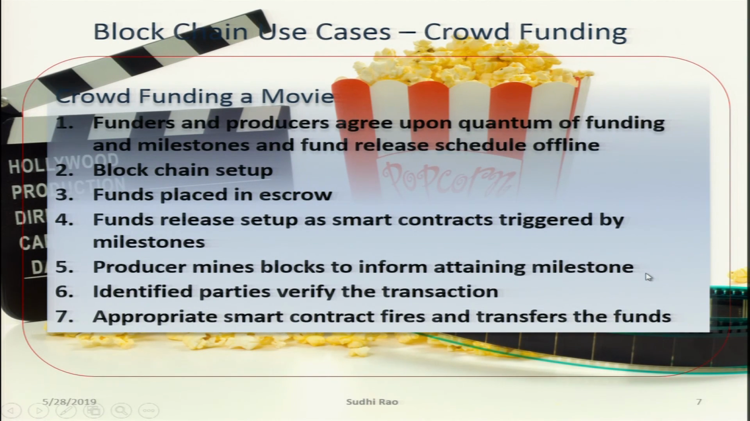The producer is the one who mines the blocks to inform about attaining the milestone. The producer says, I have signed up the hero, I paid so much advance. Remember, as per our smart contract, when he signs up the hero, say some 50 lakhs is to be released to the producer. So, what is the validation? We can agree to some validation where either the hero or his agent comes onto the blockchain and, with his digital signature or some other means which we have agreed upon, verifies that the hero has been signed up and that amount was paid as an advance.